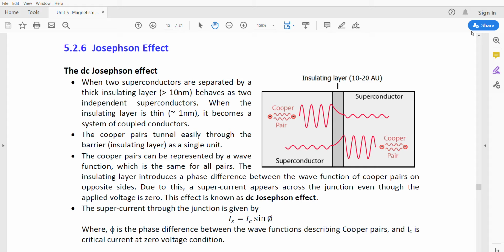In previous lectures we already completed the definitions of superconductivity, critical current density, transition temperature and also properties of superconductors, that is persistent current and the Meissner effect, and also we completed the type 1 and type 2 superconductors. In this video we are going to discuss the Josephson effect, which has wide applications using superconducting materials. We need to understand what this superconducting Josephson effect is.